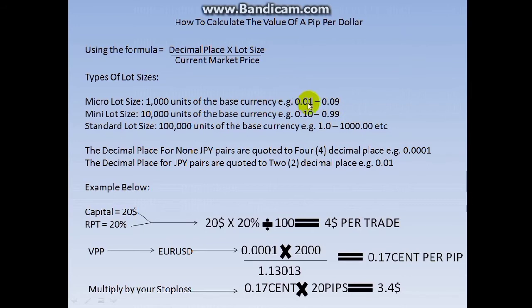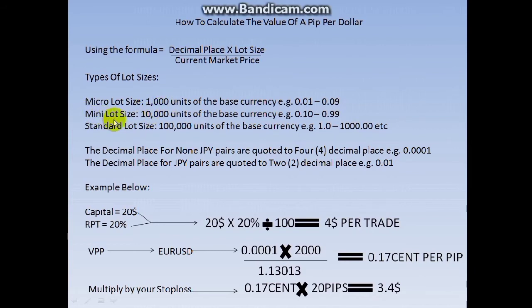In other words, 0.01 means you are buying 1000 units of the base currency, and 0.09 means you are buying 9000 units of the base currency. Okay, so if it is 0.02, that will be 2000. If it is 0.03, that will be 3000. If it is 0.04, that will be 4000, and so on until we get to 9. This is where the micro lot size stops. So anything between 0.01 to 0.09 is a micro lot size.